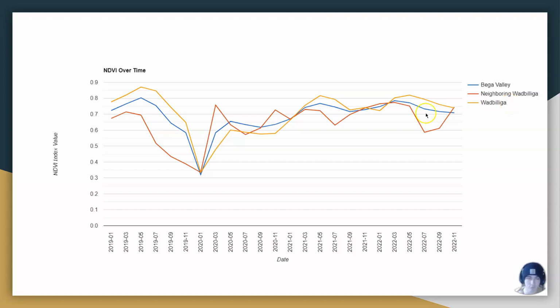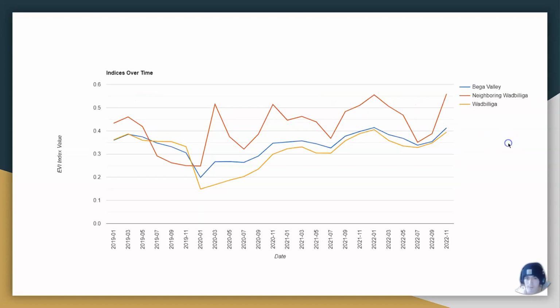For Wadbilga National Park itself, the fires very clearly hit very hard. You have a steep decrease. Same for Bega Valley as a whole, a steep decrease in vegetation health during the fires, all the way down to where that neighboring area is. And then after the fires, an important thing to notice is Wadbilga doesn't get back up as high as Bega Valley, indicating that it was hit harder by the fires and is having a hard time recovering.